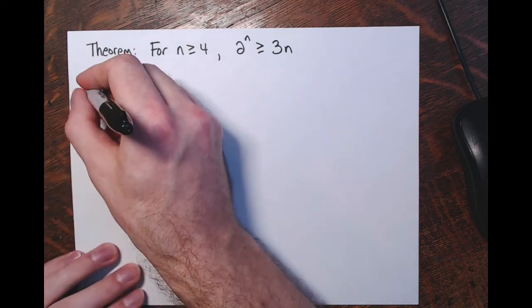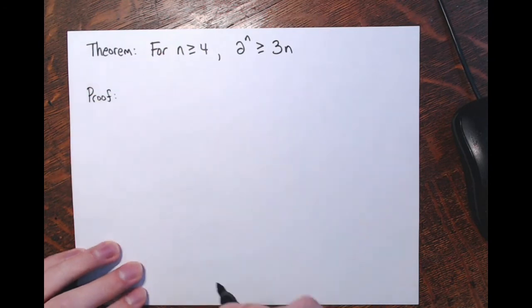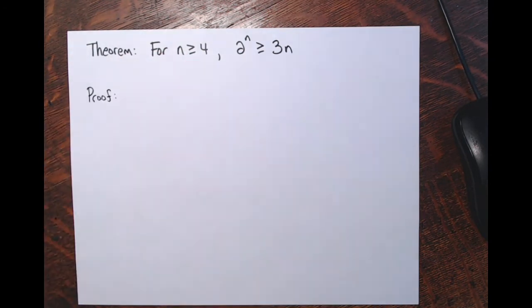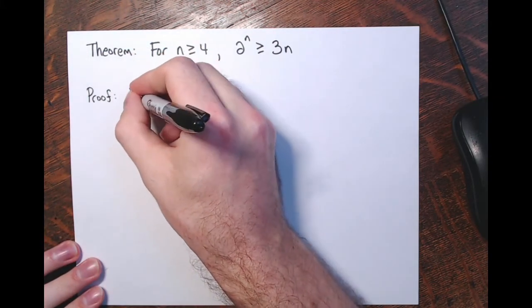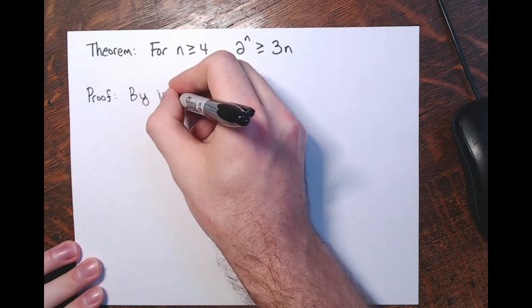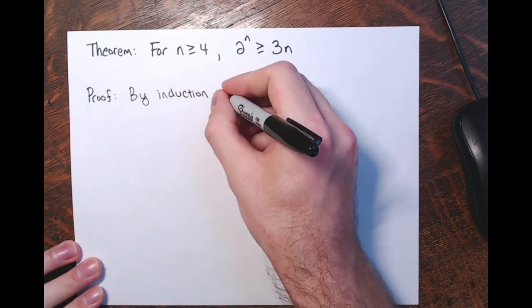So the proof is, again, since it's a statement about integers greater than or equal to a certain integer, right, from one integer up, from 4 up, a good method here would be to try to do a proof by induction. So again, we're going to do a proof by induction on the value of n. Right? By induction on n.